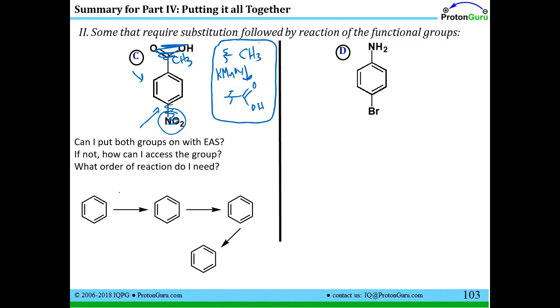So if we go down here and start sketching out our proposed synthesis, we could have chloromethane with aluminum trichloride. Okay, we put the CH3 group on here. Do I want to oxidize it first to make the carboxylic acid? Probably not, because then if I put the nitro group on, it would be directed meta. So I don't want to do that as my next step. Instead, I want to do my nitration. So we have the nitric acid and the sulfuric acid, reagents required for the nitration.